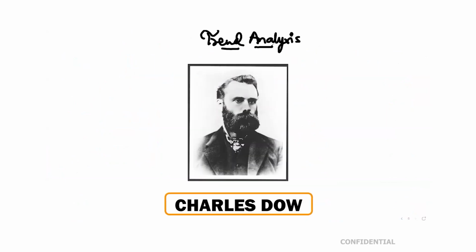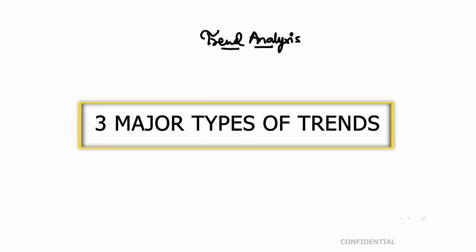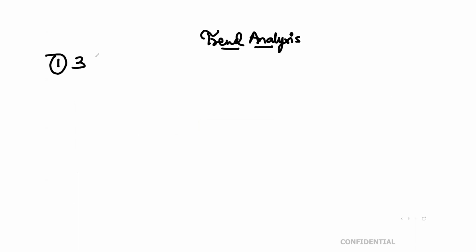Now, Charles Dow is the person who identified a few things in trend analysis. And whatever he said about trend analysis, all those things are still applicable in today's time. So let's start with understanding the concept of trend analysis first, with the help of the three major types of trends. You have already heard this from me, but it is still important to get deeper into the trend concept, because trend analysis is in itself a very big chapter.